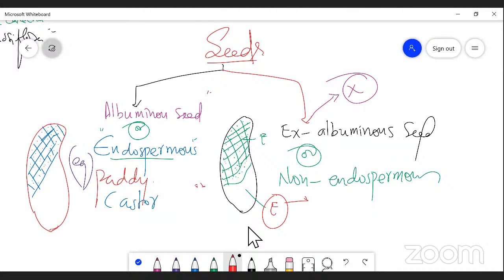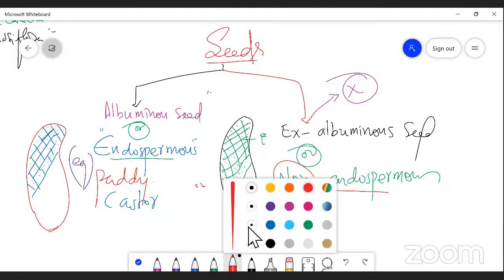Such a seed is said to be ex-albuminous. Simply, I can say absence of endosperm, or it is also known as a non-endospermous seed. Non refers to absence of nutritive tissue. There is no amount of nutrition inside of the seed. Such a seed is said to be a non-endosperm seed, or it is also known as an ex-albuminous seed. Right? So these are the types of seed. Students, I repeat once again, seeds are classified into two types. They are albuminous seeds and ex-albuminous seeds. Albuminous seed means a seed possesses endosperm, whereas ex-albuminous seed means a seed does not possess endosperm. It is completely absorbed by the development of the embryo during the germination process.